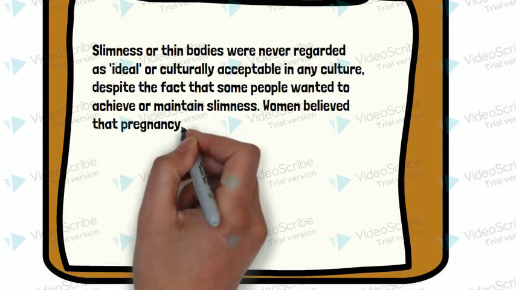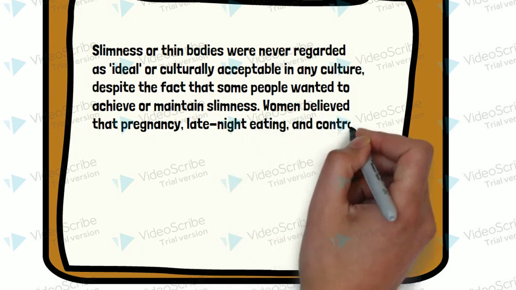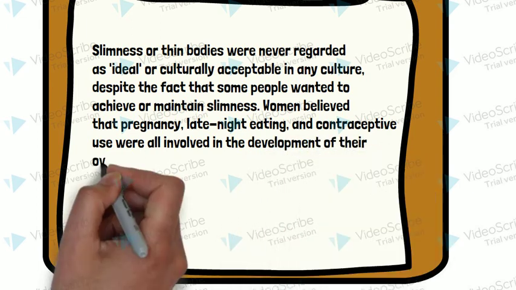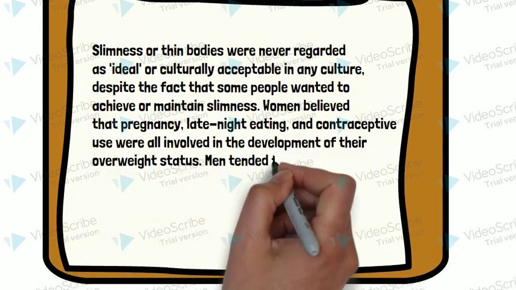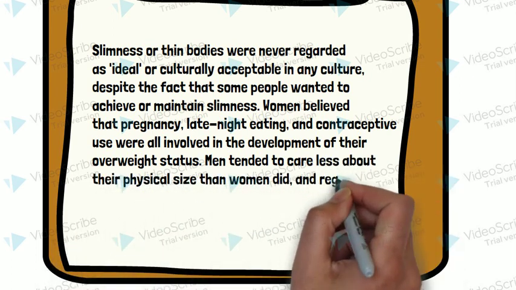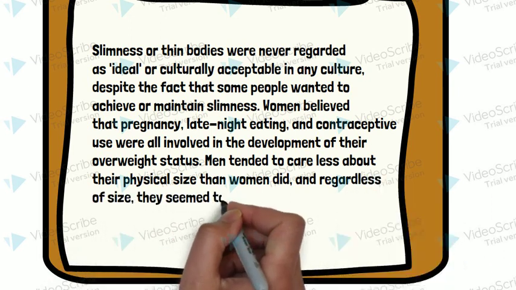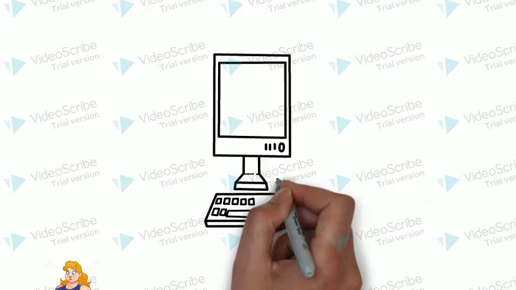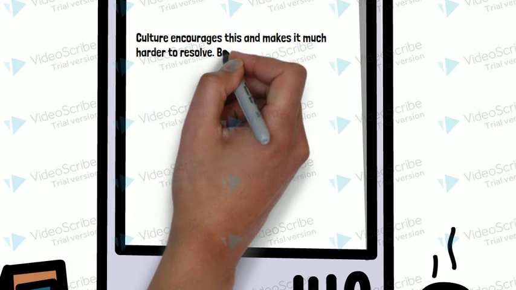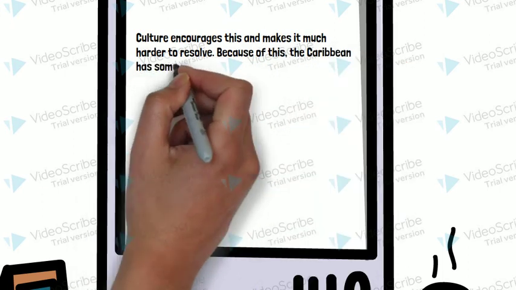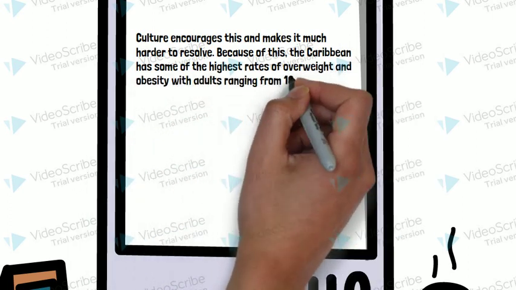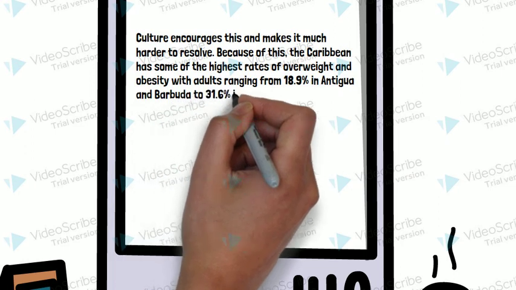Women believed that pregnancy, late-night eating, and contraceptive use were all involved in the development of their overweight status. Men tended to care less about physical size than women did, and regardless of size, they seemed to care no more. Culture encourages this and makes it much harder to resolve. Because of this, the Caribbean has some of the highest rates of overweight and obese adults, ranging from 18.9% in Antigua and Barbuda to 31.6% in the Bahamas.